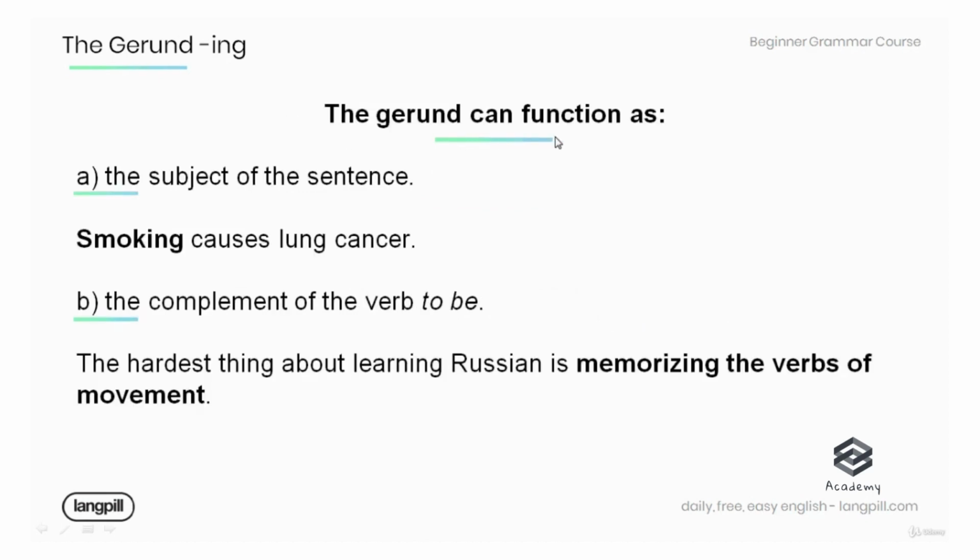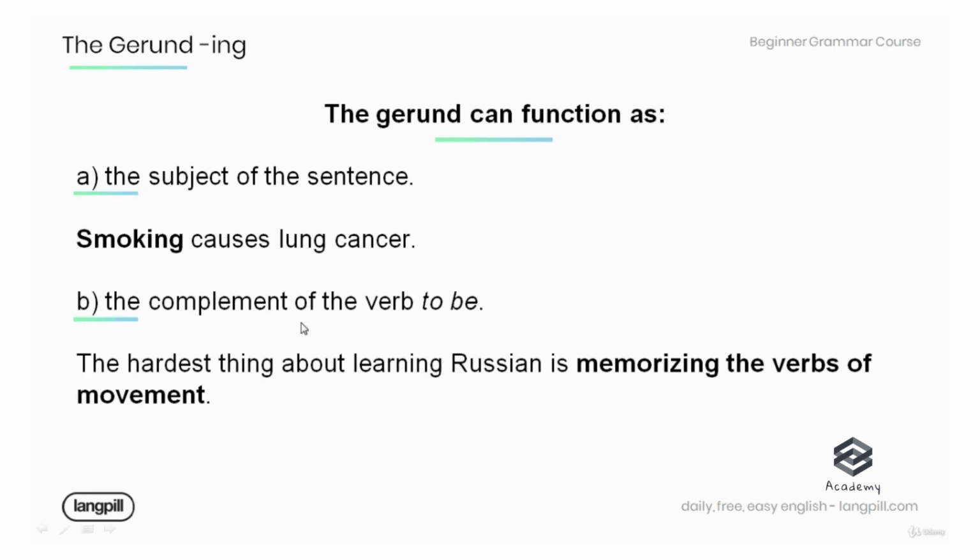Note that the gerund can function as A, the subject of the sentence. For example, smoking causes lung cancer. The gerund smoking is the subject of the sentence.